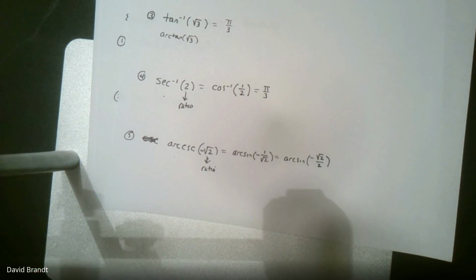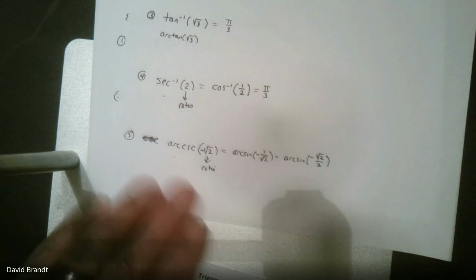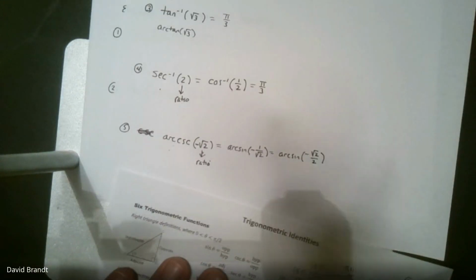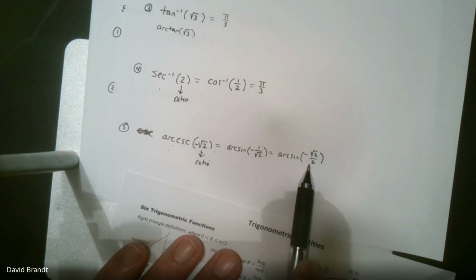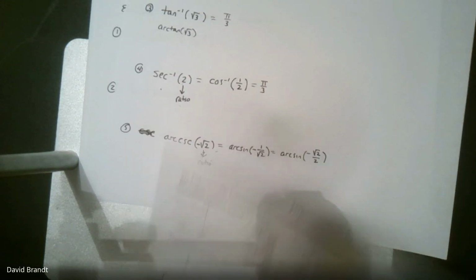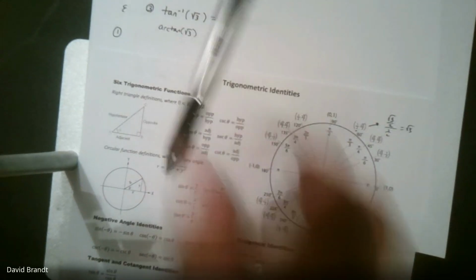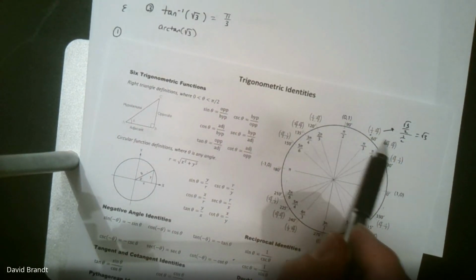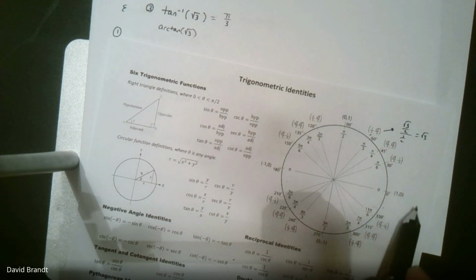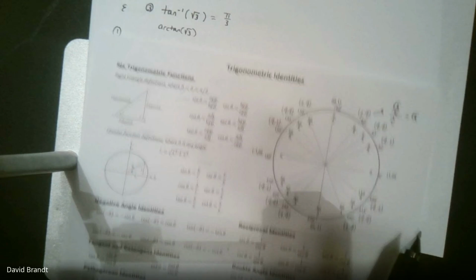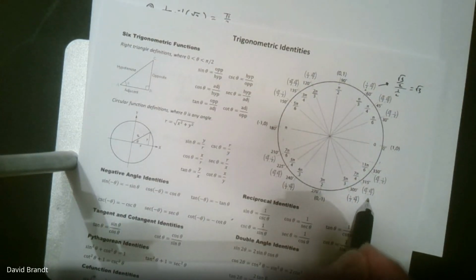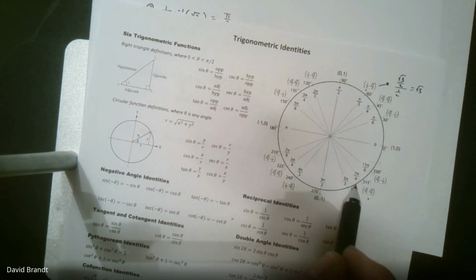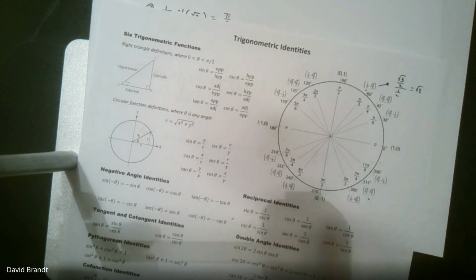Okay? Now, this one's not going to be pi over 3. All right? Where is the y value negative square root of 2 over 2? Well, let's see. We go around the circle. We have to find out where the y value is negative square root of 2 over 2. It's right there, and that would be 7 pi over 4.